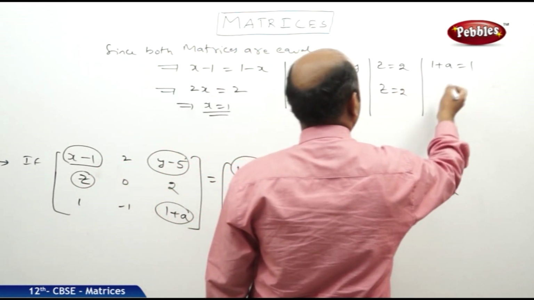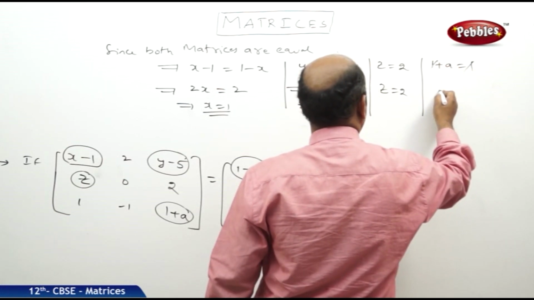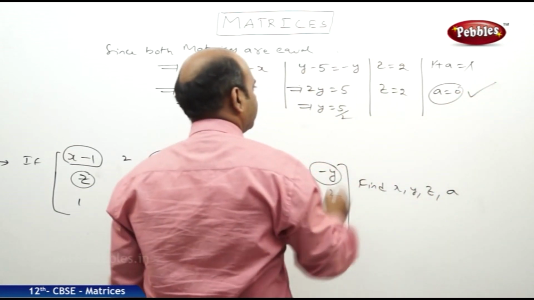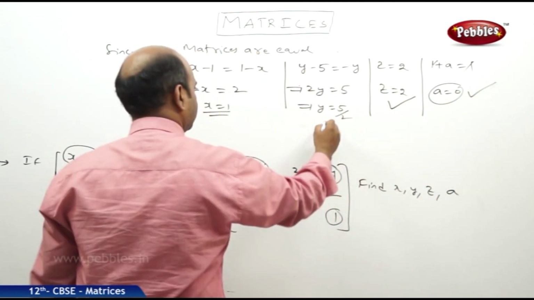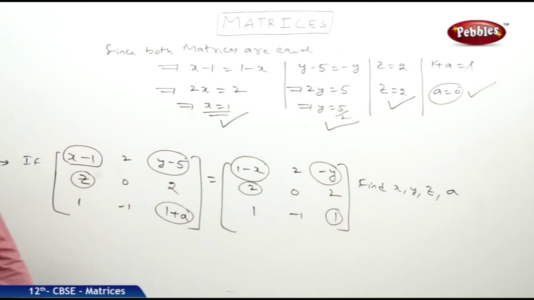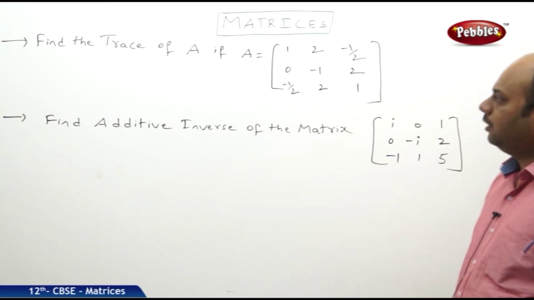That is clear only. And here I think 1 and 1 I can cancel, or 1 going to that side means it becomes 1 minus 1. So 0. So then what did we get? a equal to 0, z equal to 2, y equal to 5 by 2, x equal to 1. This is a problem based on equality of matrix. Please copy. Right, we shall see another very short answer question.